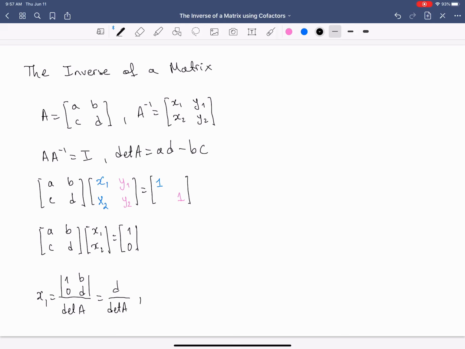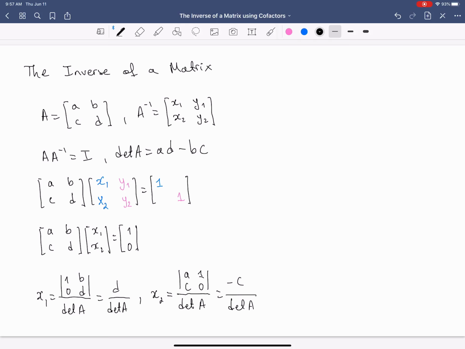What about x2? x2 will be, I'm going to have to put 1, 0 in the second column and a, c in the first column, divided by the determinant of A. Now this determinant is actually negative c. You can use the formula, right? a times 0 is 0, minus 1 times c is c. You get negative c. So we have negative c over the determinant of A. We have found x1 and x2.